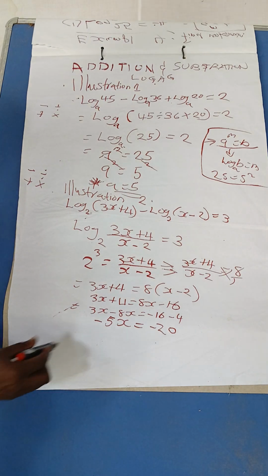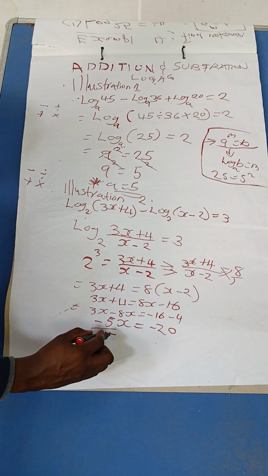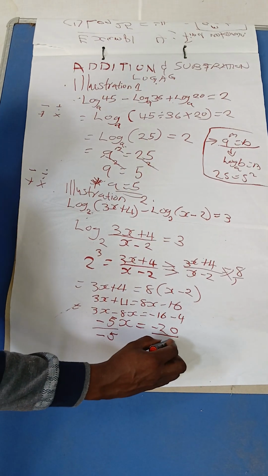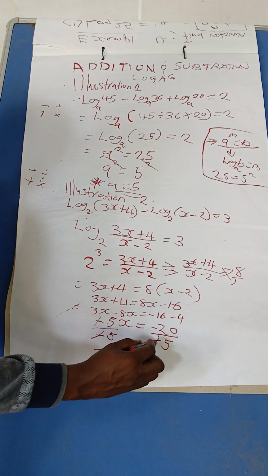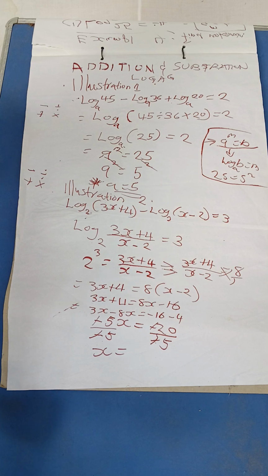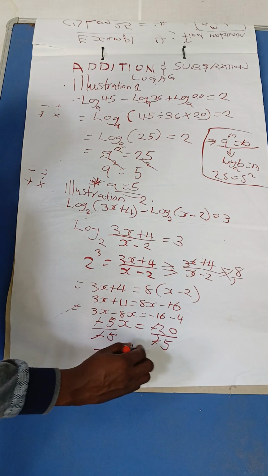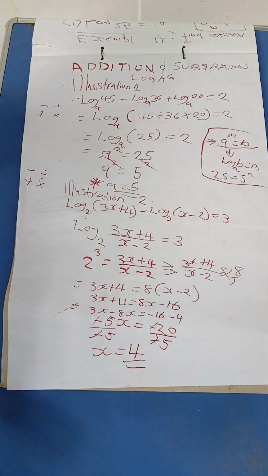Find the value of x. You divide both sides by negative 5. So our x there becomes negative 20 divided by negative 5, which is 4. So you get your answer. So you see, it's very easy.